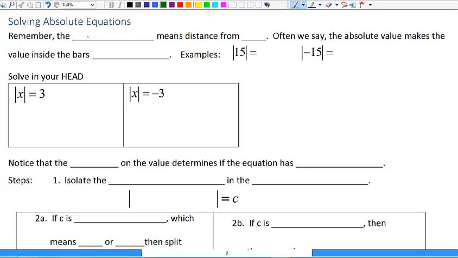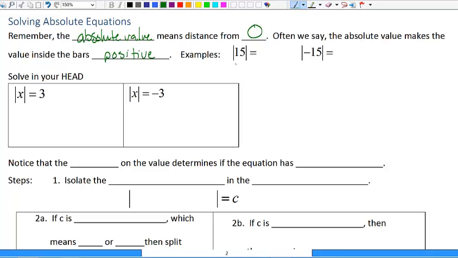Our next topic is solving absolute value equations. Now, remember what the absolute value means. It means the distance from 0. Now, we often say that the absolute value makes the value inside the bars positive. It's just a shortcut way of thinking about it.